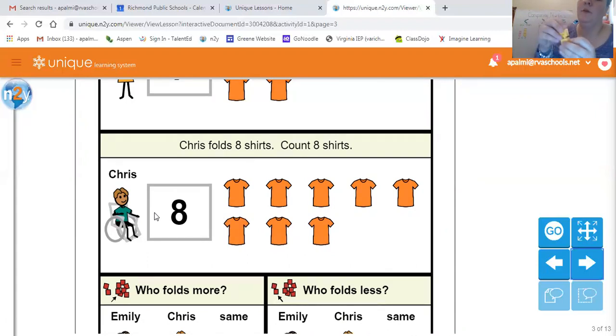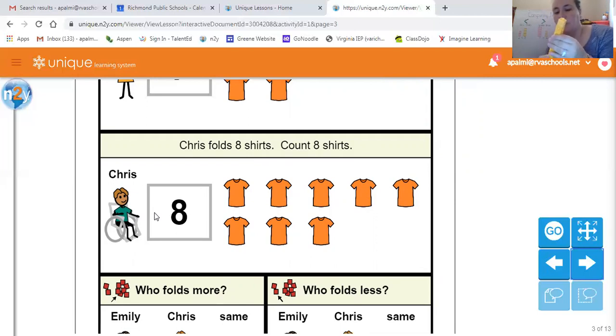1, 2, 3, 4, 5, 6, 7, and 8. Okay. My block on the bottom isn't sticking very well.